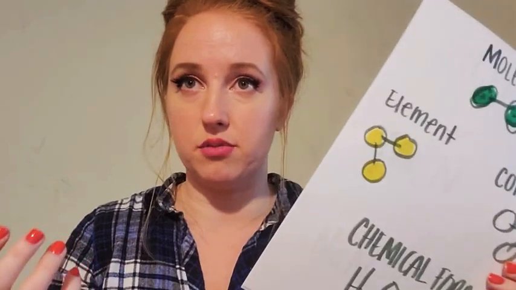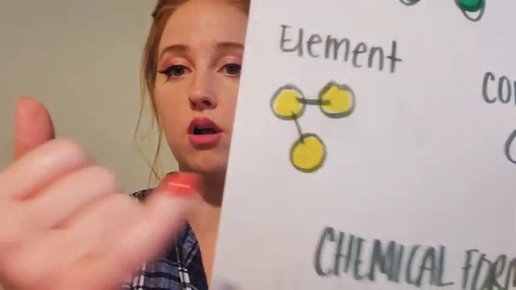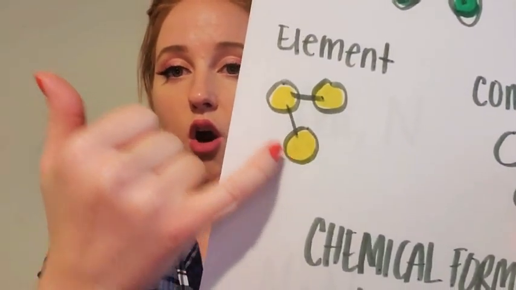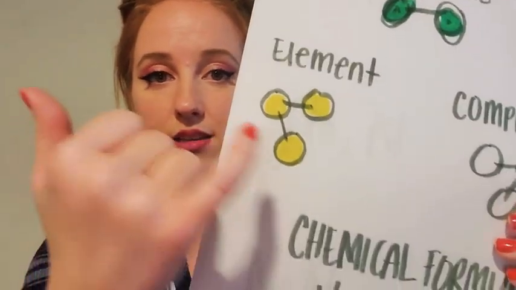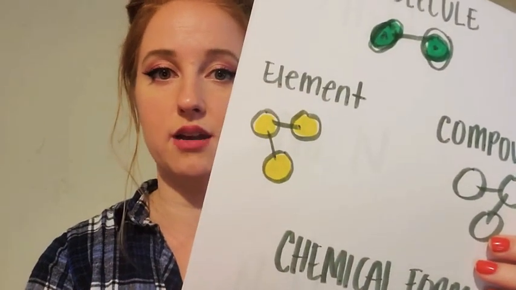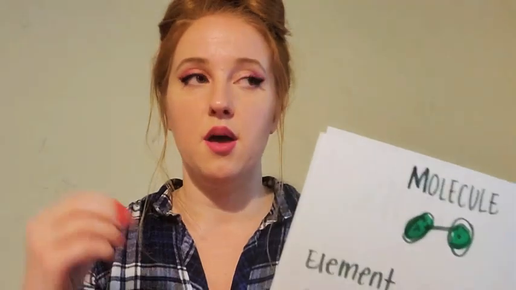If you have a gold ring, then you have a lot of gold atoms stuck together, and they have formed something large enough that you can now see it. But the important thing for elements is that all of the atoms are exactly the same. They're all gold atoms. They're just one element, but because there's more than one of them, they form a molecule.